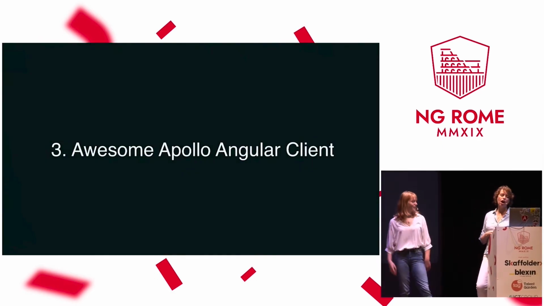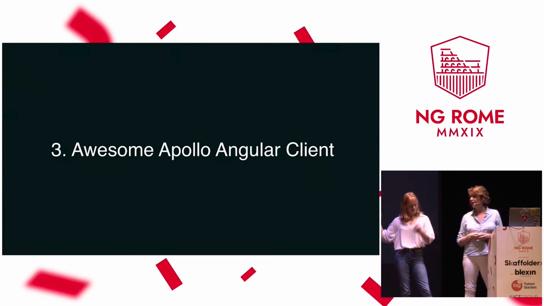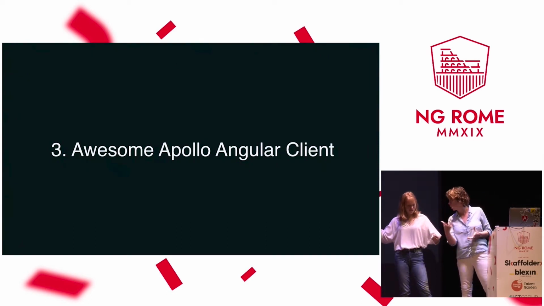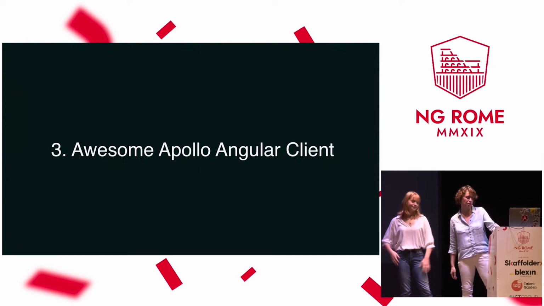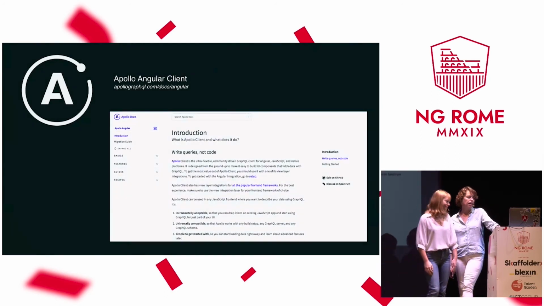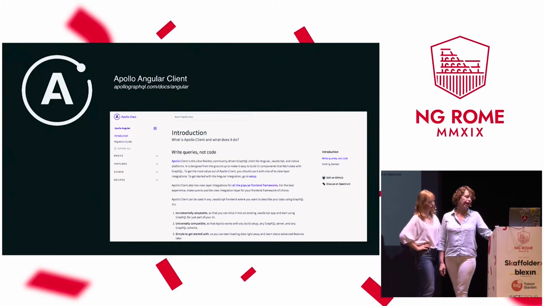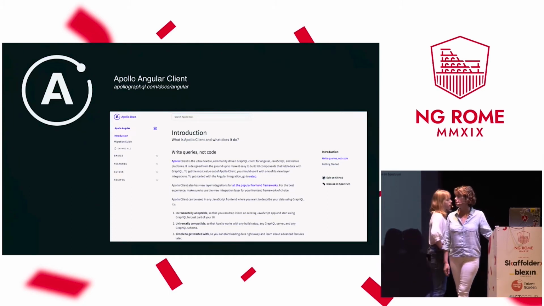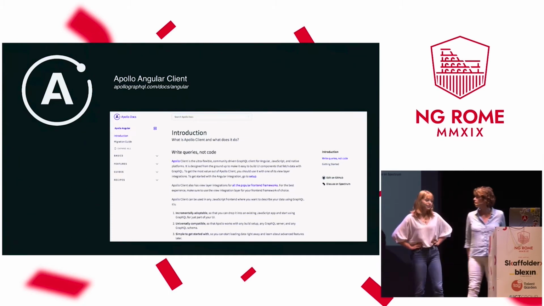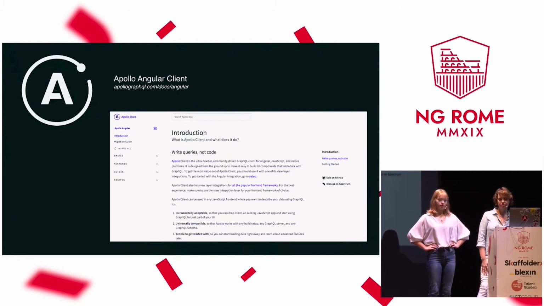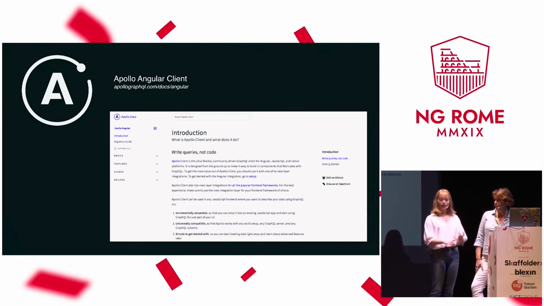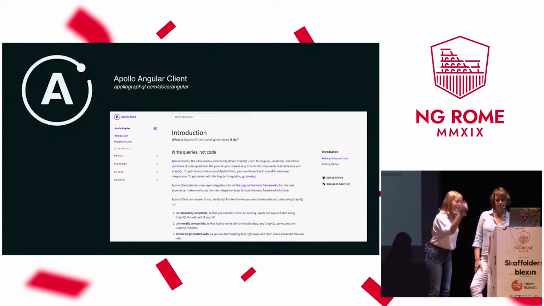Let's talk about the awesome Apollo Angular client. We should probably show them some actual code because they're developers and they want to see the code. Let's talk about Apollo first. Apollo client is a really flexible GraphQL client for Angular, JavaScript, and native platforms. By the way, Apollo client is not only for Angular. They also have implementations in React, Vue, Meteor, Ember, Polymer, Swift, and Java.